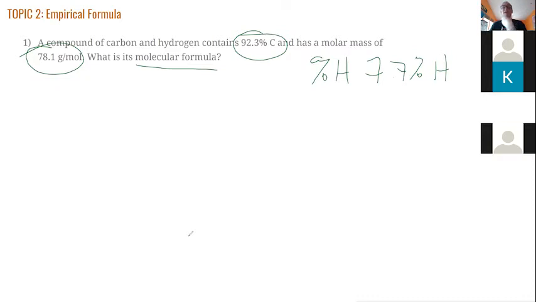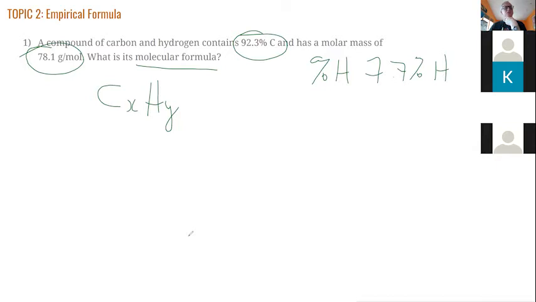What's the molecular formula mean? Basically, what information is in the molecular formula? Is it how many of each atom there is in the molecule, right? Exactly. So at the end of it, we're going to have something like C_X H_Y.